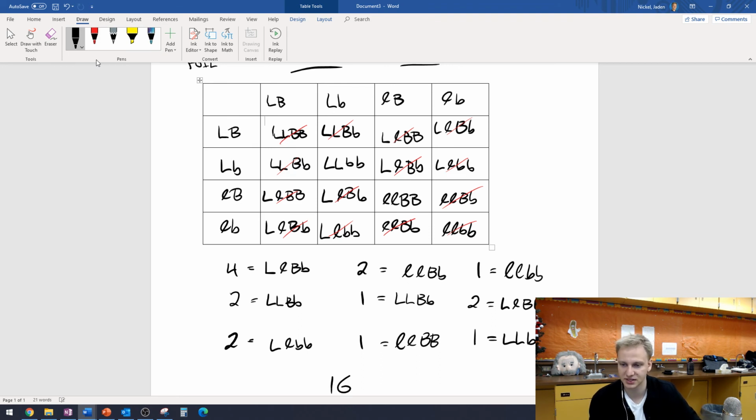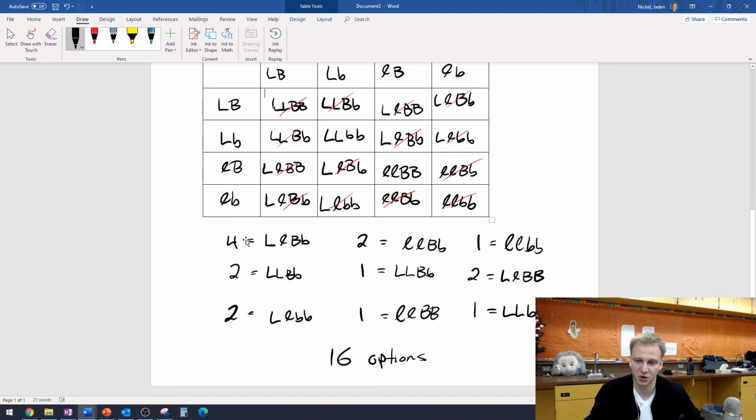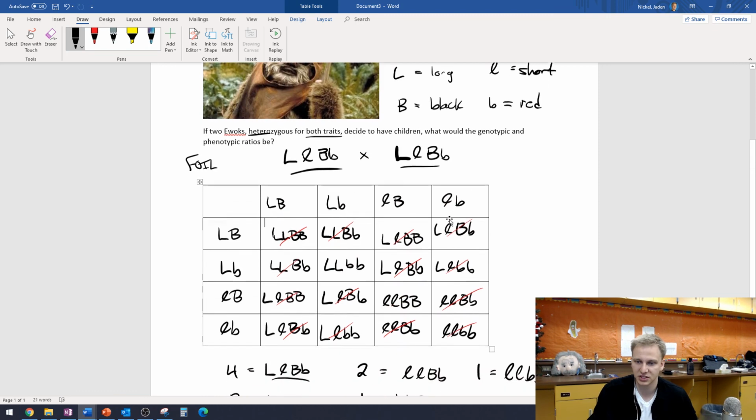If you want to figure out the percentage of any of those options, you take these numbers. Let's say we're looking at this one in particular: we have 4 out of 16, which is equal to 25%, so 25% of the time we'll see that genetic code. And that's how you do dihybrid crosses. That's how you get the solutions for particular questions like this.